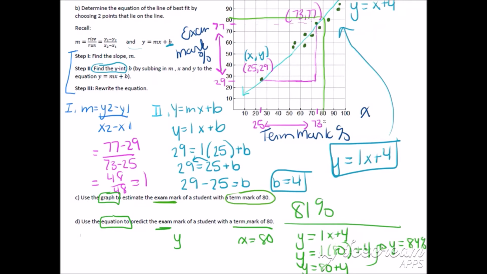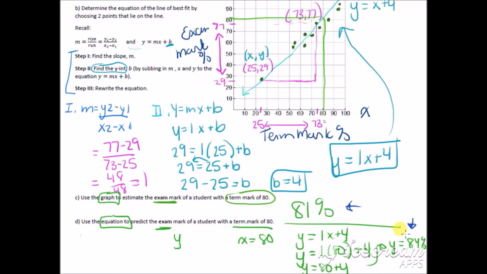Okay, so looking at the graph gave us 81, but actually solving for a line of best fit gave us 84. Depending on what you're asked, both of these are correct, if you're asked to use the graph or to use the equation, respectively.